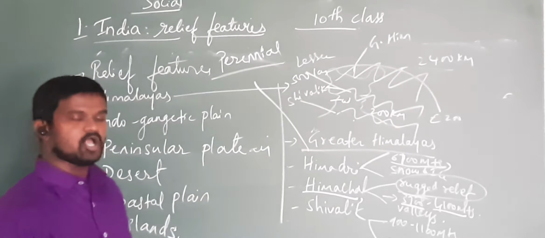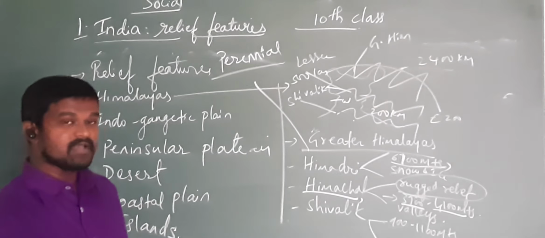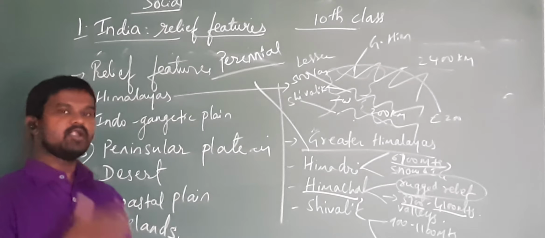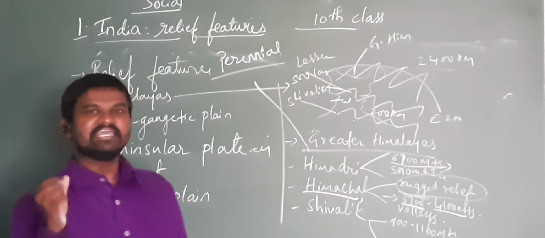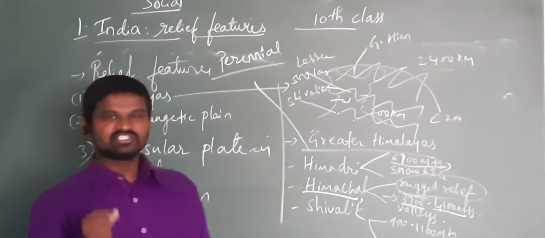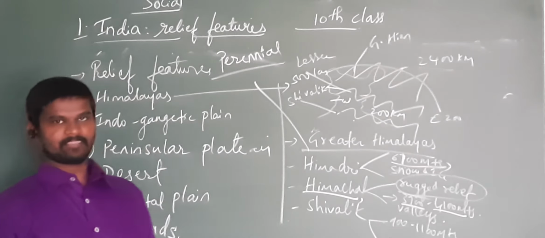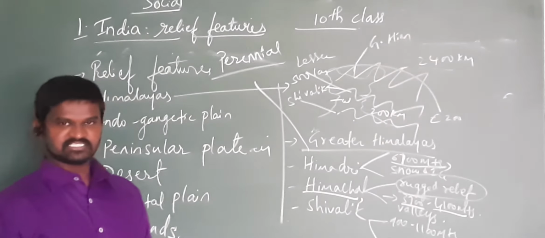The Lesser Himalayas are also very famous for valleys: Kashmir Valley, Kangra Valley, Kulu Valley. And not only that, the Lesser Himalayas are famous for hill stations like Shimla, Mussoorie, Ranikhet, and Darjeeling. These are the features of the Lesser Himalayas.